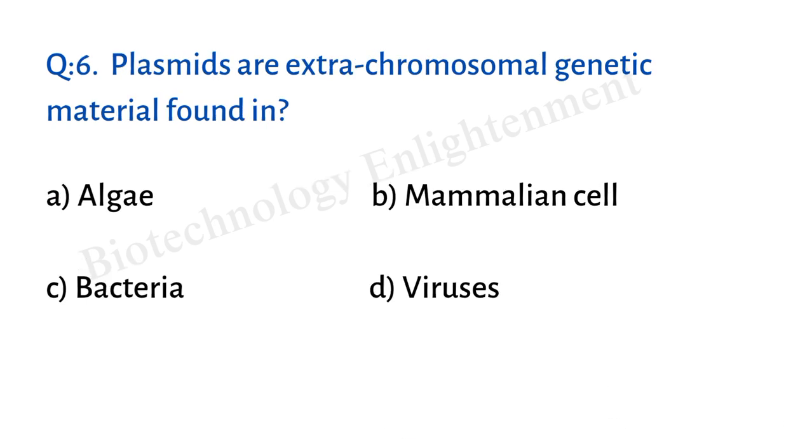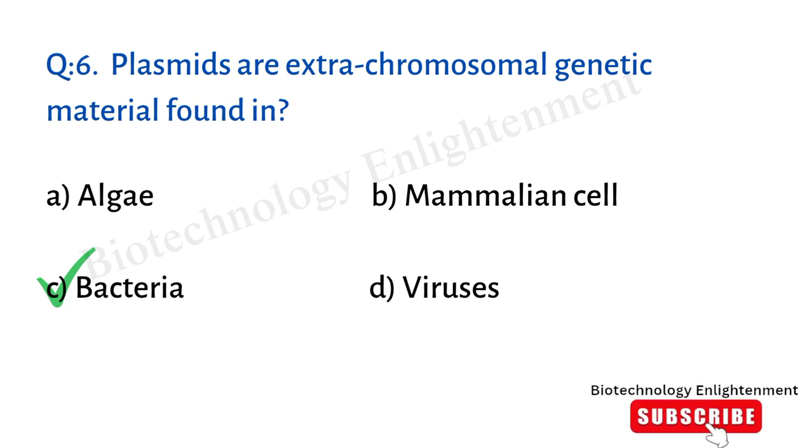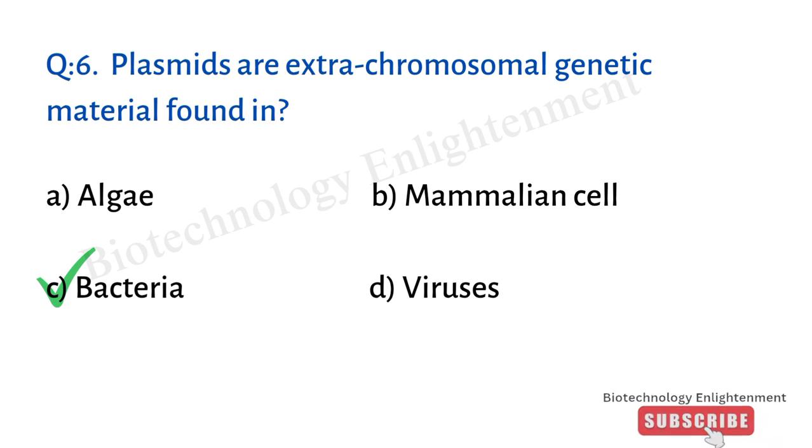So the restriction endonuclease is the chemical knife of molecular biology. Question number 6. Plasmids are extra chromosomal genetic material found in: option A, algae, option B, mammalian cell, option C, bacteria, option D, viruses. So the correct answer for this question is option C, bacteria. Plasmids are generally found in bacteria, but some other organisms like yeast and fungi also have plasmids in them. But the most common host for plasmids is bacteria.